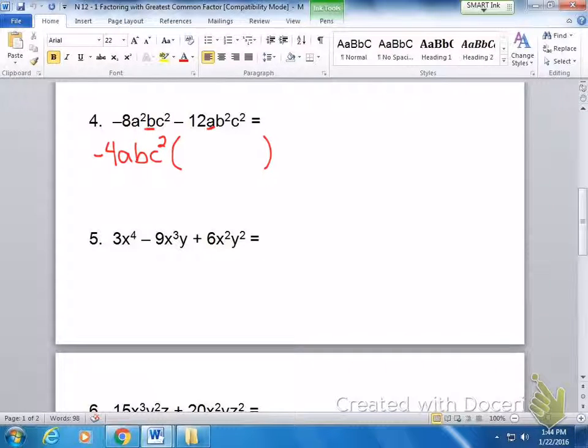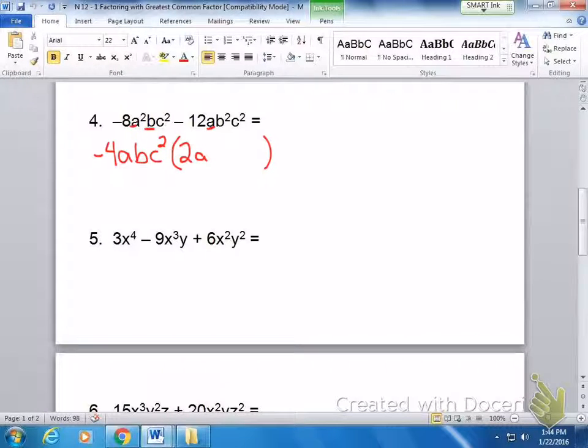Negative 8 divided by negative 4 would leave me with 2. a squared divided by a would leave me with a. The b divided by b would cancel out, so I wouldn't have a b. And c squared divided by c squared would cancel out, so I don't have any c's. Move to the next term.